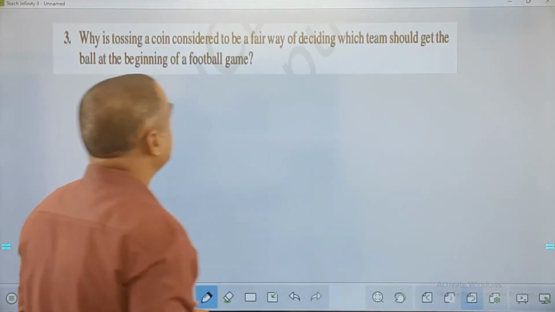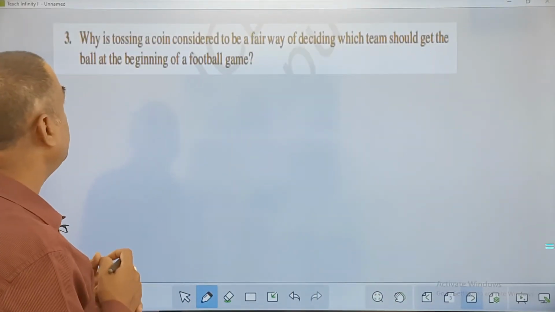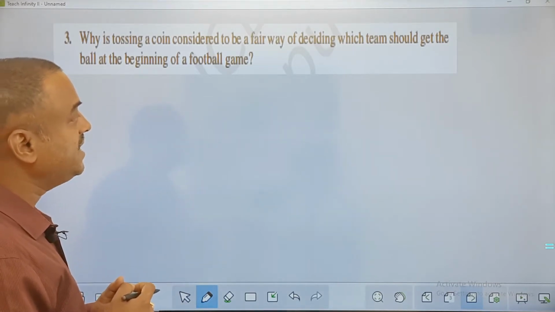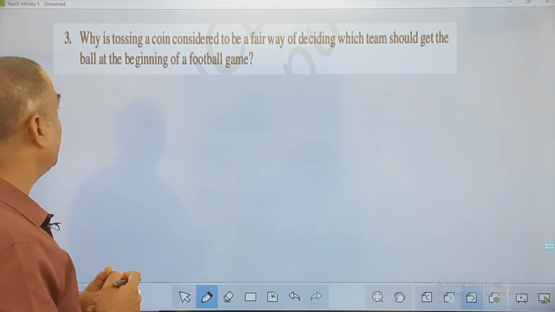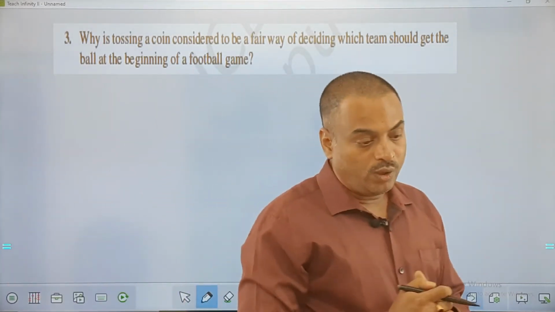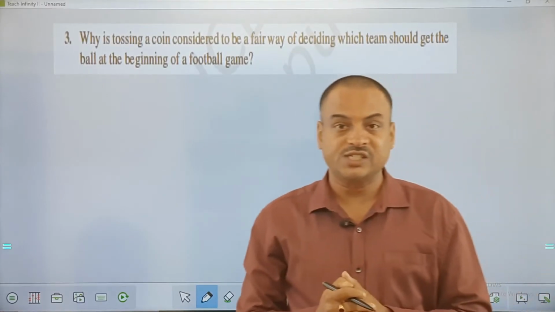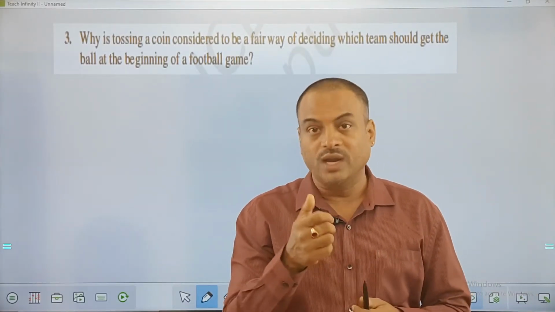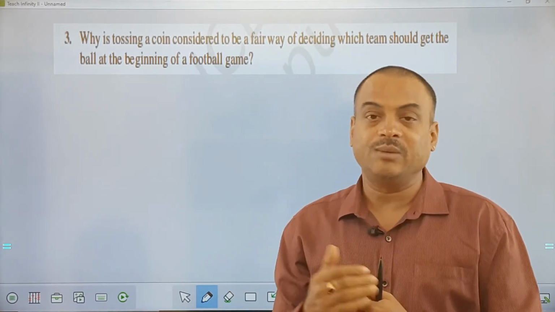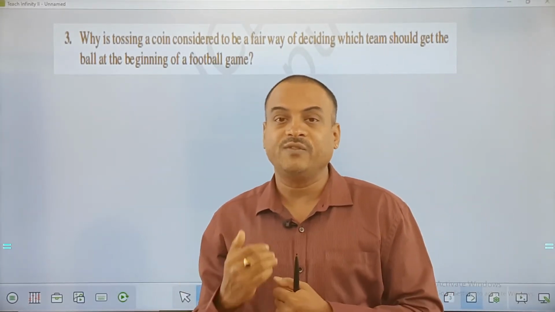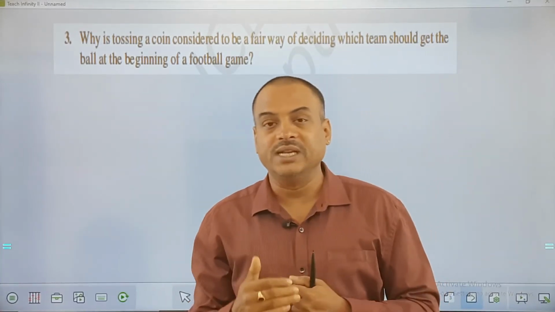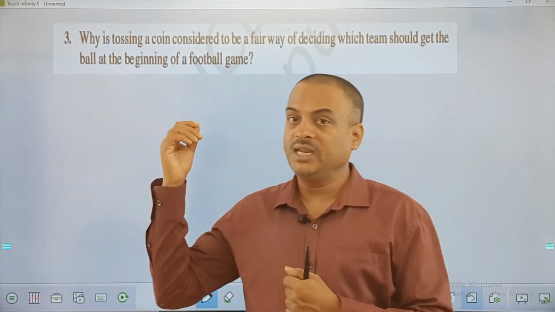Now let us move on to question number 3. Why is tossing a coin considered to be a fair way of deciding which team should get the ball at the beginning of the football game? Now we all know, in the majority of games, whenever we are starting a game, we toss the coin to know which team will initiate or start. For example, in football, who will have the first kick? In cricket, who will bat first or bowl first? We decide on the basis of tossing a coin.